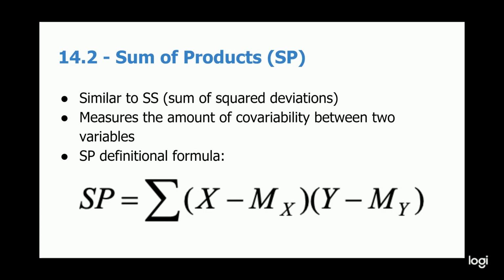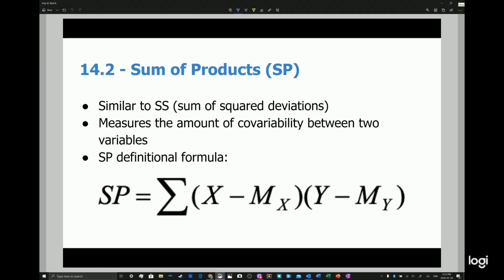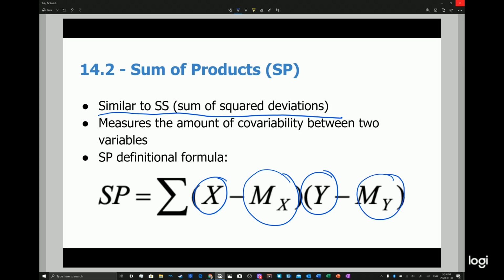The first thing you're going to need to calculate the covariance or covariability is the sum of products. This is where the sum of squares formula is going to be the foundation of the sum of products. When you look at the sum of products, it is similar to the sum of squares in the way that you're measuring the deviation scores between the value of a variable, here x and y, from its mean score in the same variable.